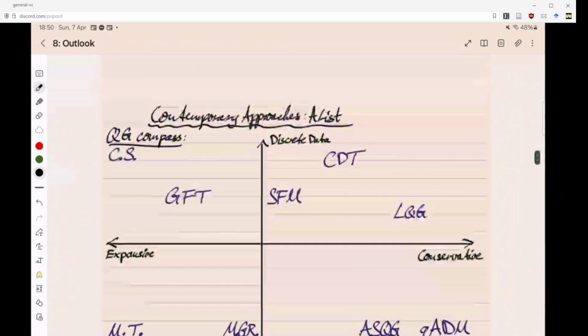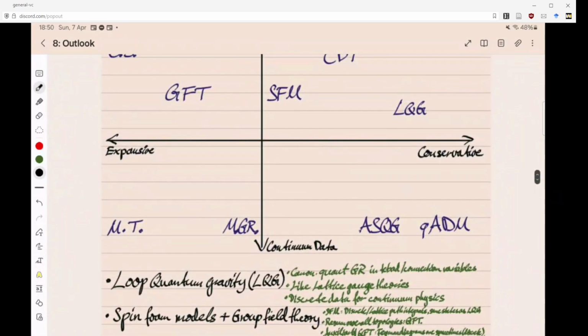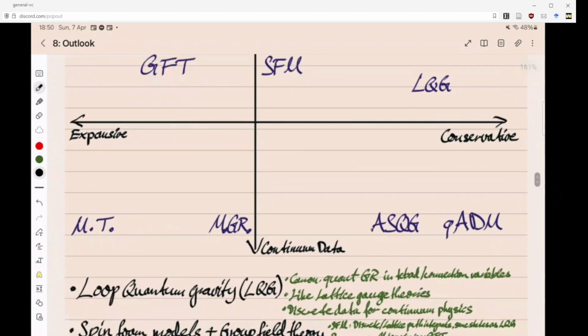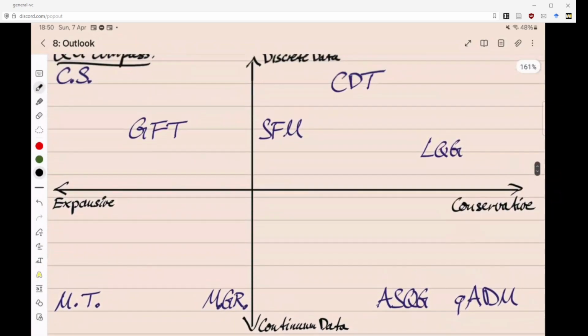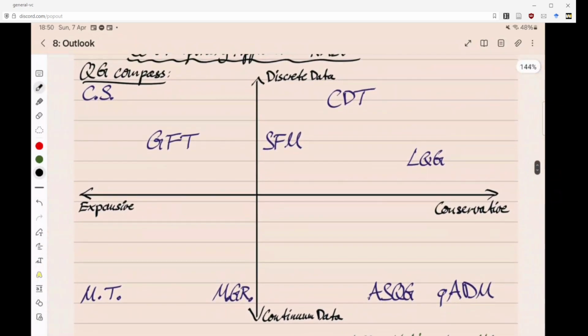Where do I want to place modified theories of gravity? I don't know. They're still continuum by all means, and in principle, they can be as expansive and conservative as you want. So I just place them in the middle here. But really, it depends on what you look at. If you want modified theories of gravity which have infinitely many more particles, then those are, of course, more expansive than the rest.